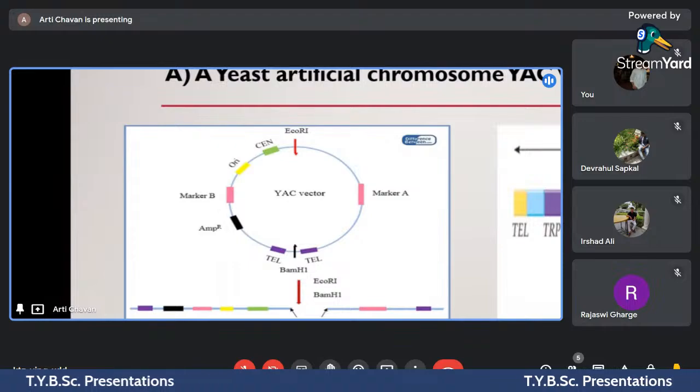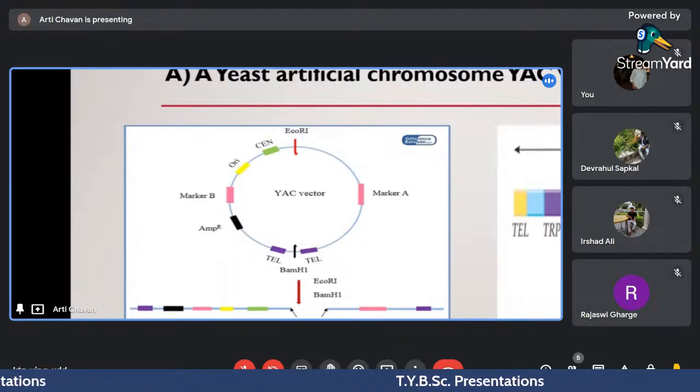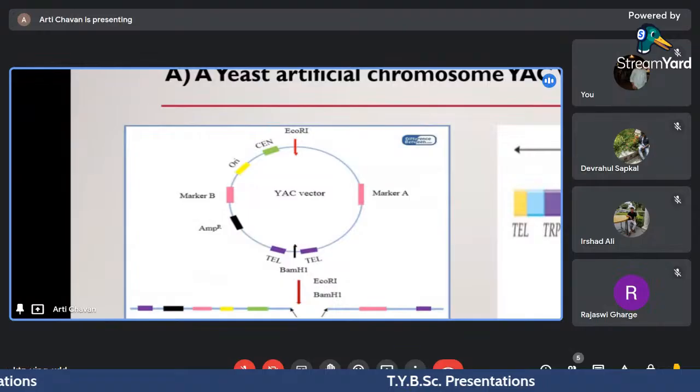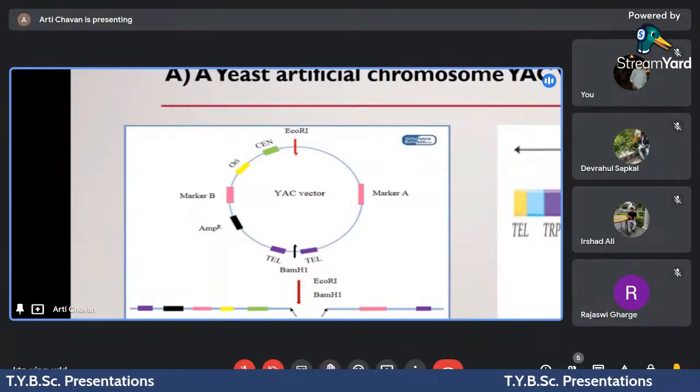We have EcoRI, which is a cleavage site, and selectable markers also, which are used to screen the recombinant plasmids from the non-recombinant ones.